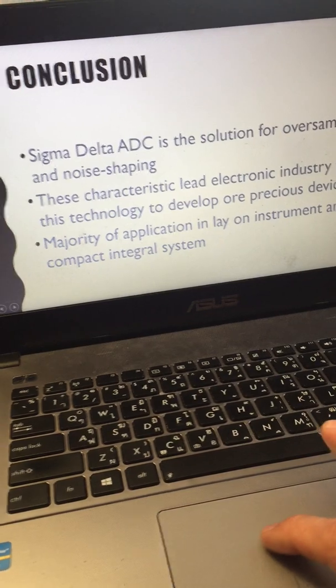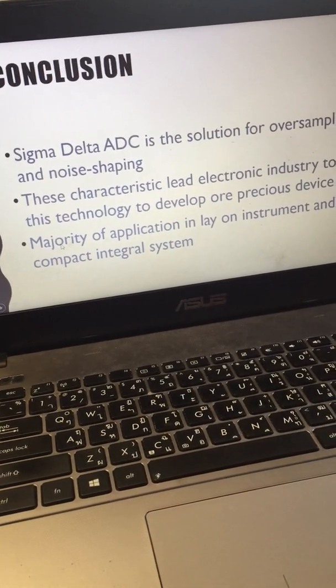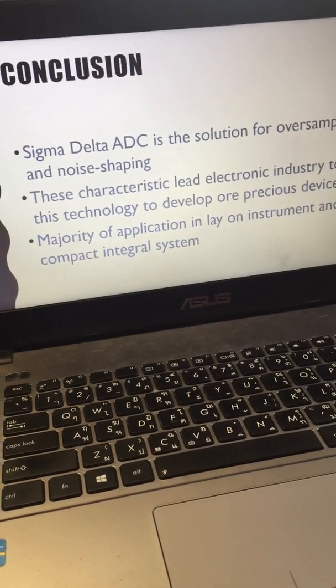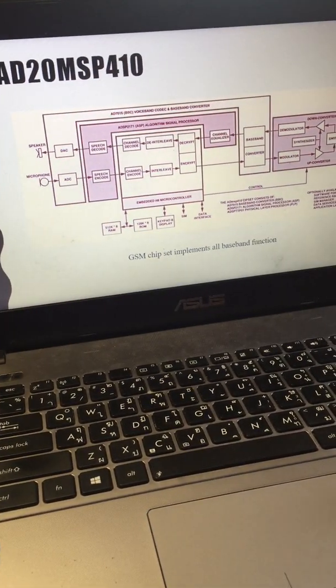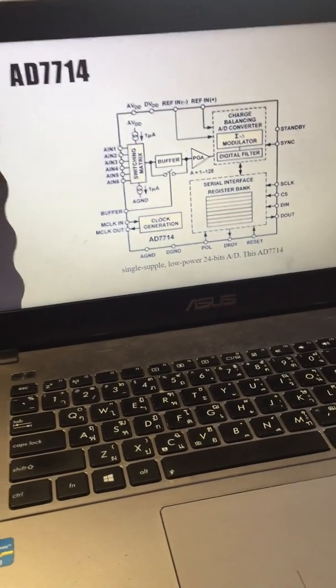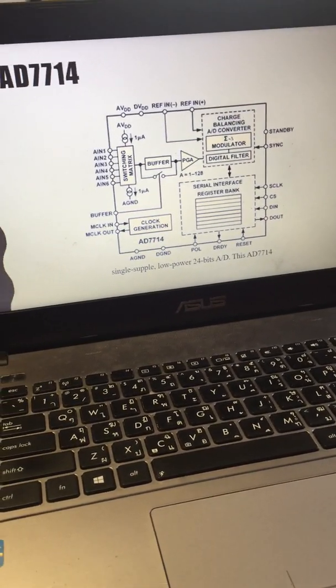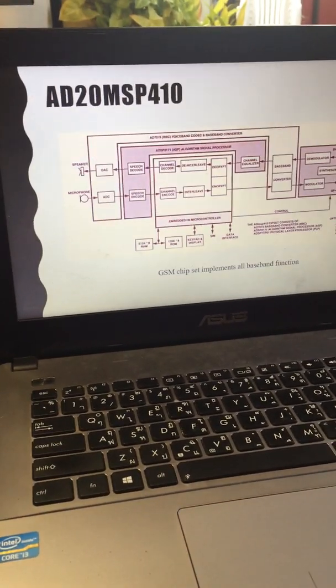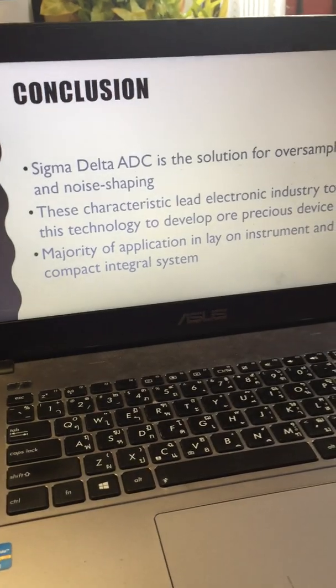The majority of the applications lie in instruments and compact integrated systems, just like I showed you here. It is very compact on the GSM chipset, and it is 24-bit and a very high precision system. That is the conclusion, and thank you for your attention.